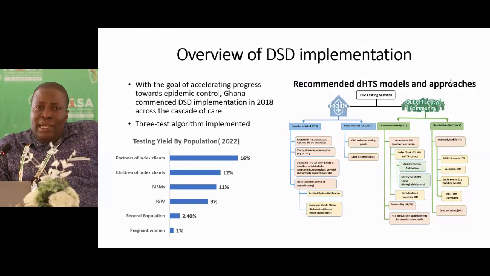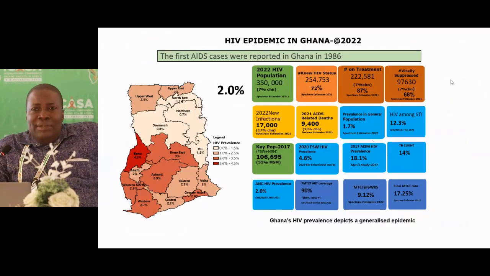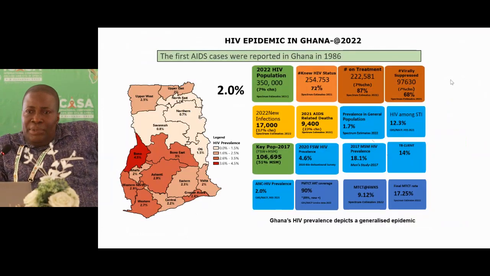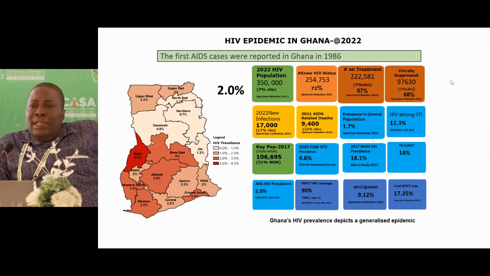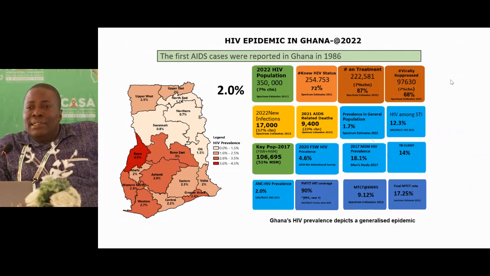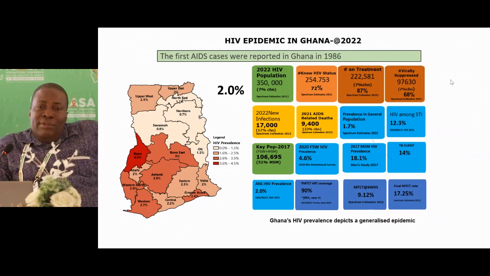So now let's come to Ghana. Ghana has a population of about 31 million. The adult prevalence of HIV in Ghana is 1.7%. Prevalence amongst pregnant women is 2%. Prevalence amongst female sex workers is 4.6%. It is 12.3% in STI clients. And this moved from 18 to 26% in men who have sex with men. And among transgender women it is about 40%.